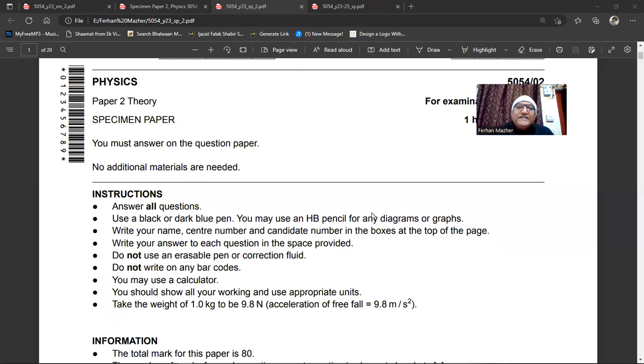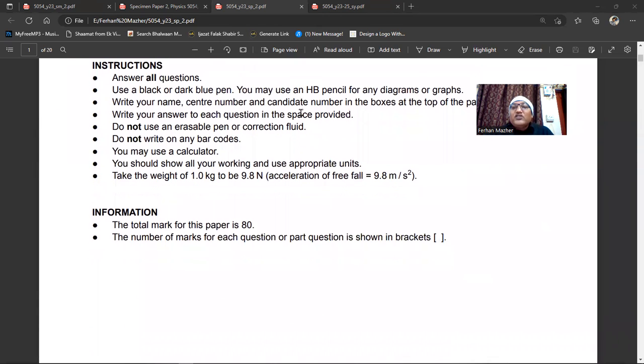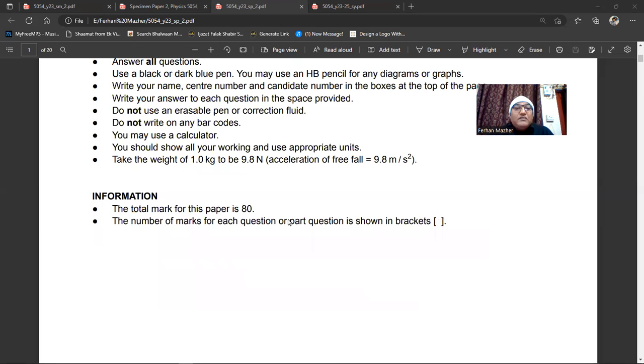In our previous pattern of the paper 2, there was section A and section B. From the section B, you were supposed to attempt 2 questions out of 3 questions. But here in the new pattern, there will be no sections and you have to attempt all the questions. The total marks have also changed from 75. Previously, the total marks of the paper 2 were 75. Now there are 80 marks.